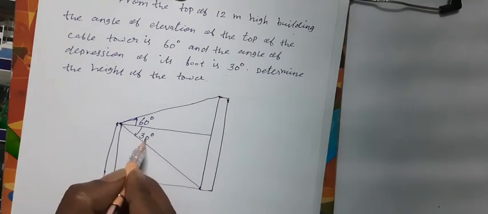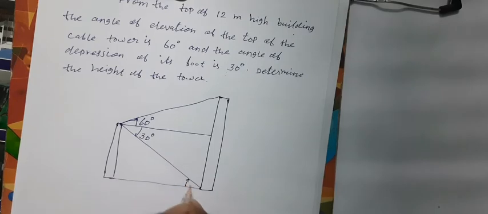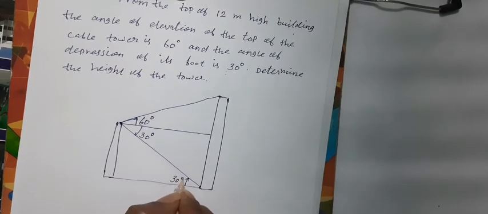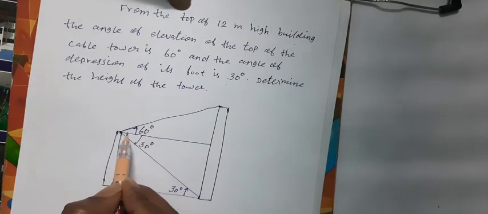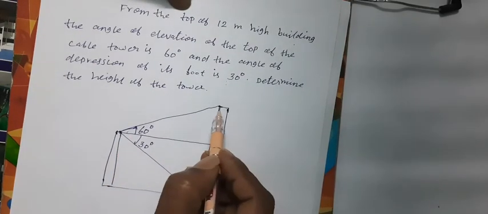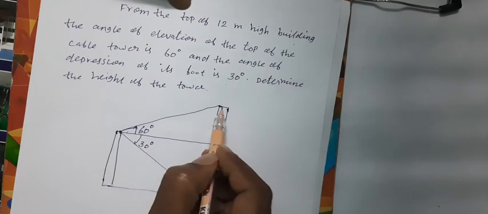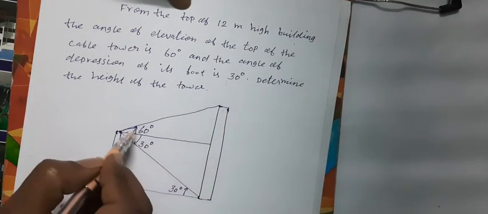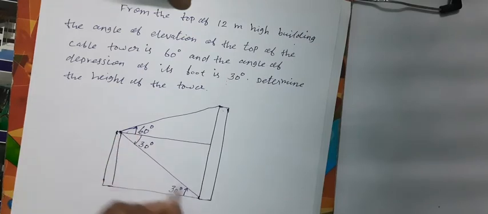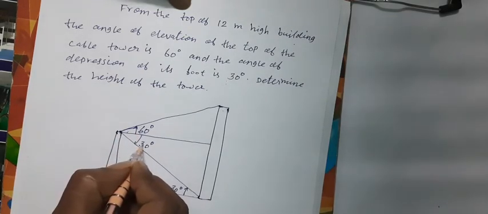So angle of depression is equal to angle of elevation. So I can take here 30 degrees. From the top of the building, you can see the top of the tower and the foot of the tower. Top of the tower is the angle of elevation and foot of the tower is the angle of depression, right?